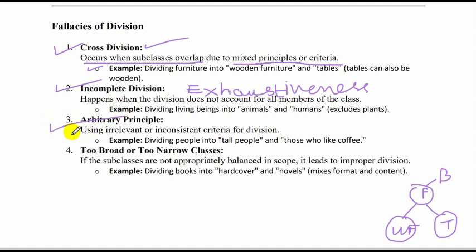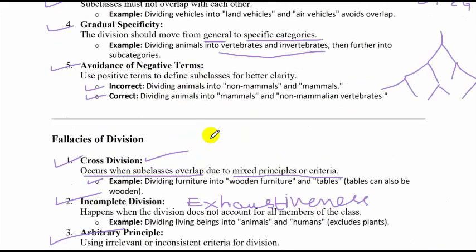Arbitrary principle. Using irrelevant or inconsistent criteria for division. This is similar to the cross division because in that also subclasses overlap due to mixed principle or criteria. Now, whether we use mixed principle or criteria or irrelevant inconsistent criteria for division, dividing people into tall people and those who like coffee. This is irrelevant. It has no relevance to the division part.